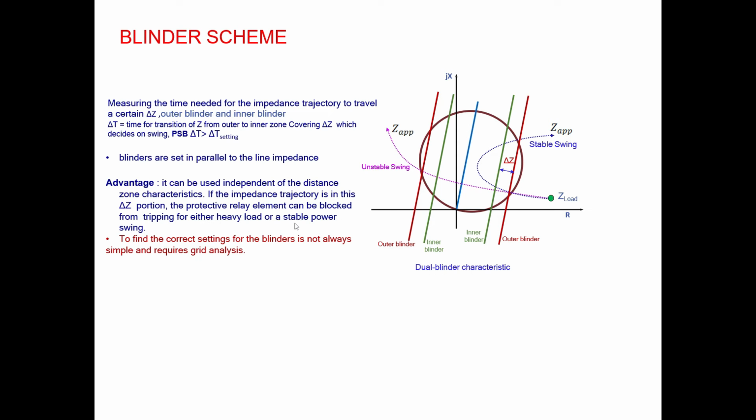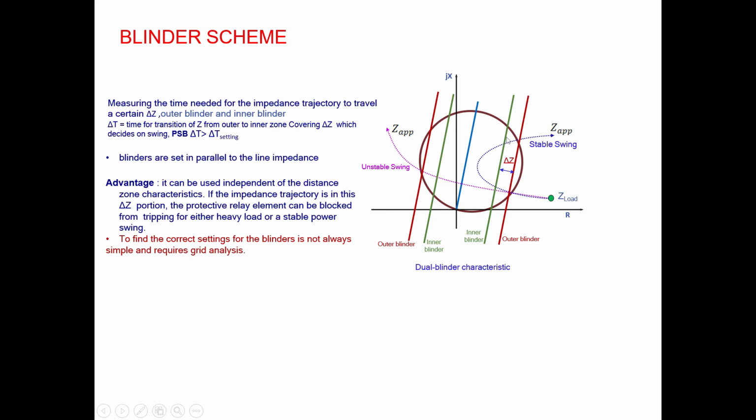The next concept which comes is your blinder scheme. Now in case of blinder, basically it is again the same thing. You have to set two boundaries, and the time elapsed to cross that outer boundary and the inner boundary is noted down, and if that time is more than the setting time, then the relay will identify it as a power swing case and it will block the distance protection zone. If that time is very less, then it will detect it as a fault and it will not block.